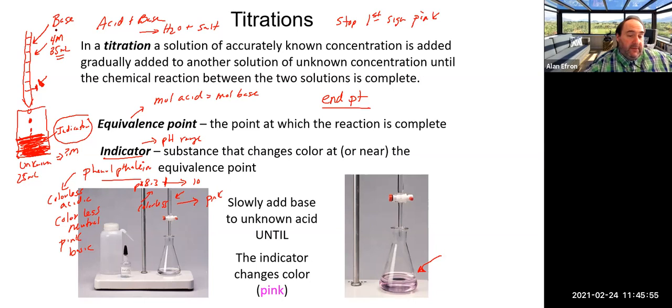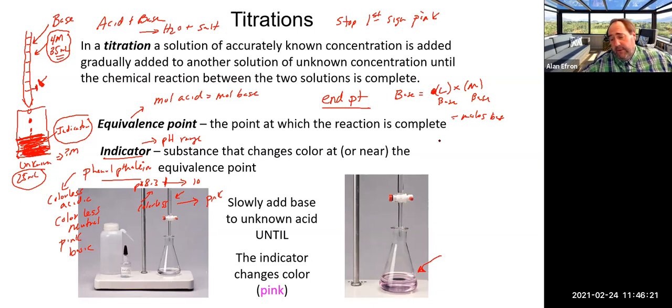We basically could do a stoichiometry problem between these two, to figure out the molarity of the unknown acid, because we would know something about the base. So we could take the volume of the base. I'll just make it in liters. The volume of the base times the molarity of the base would give you the moles of the base.